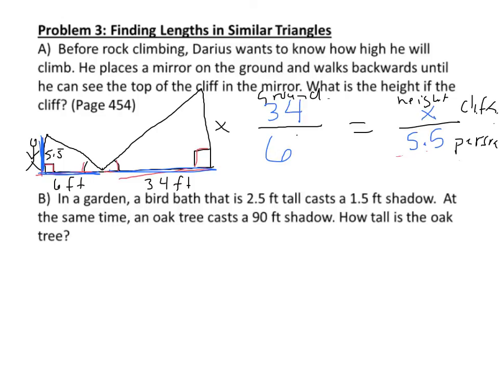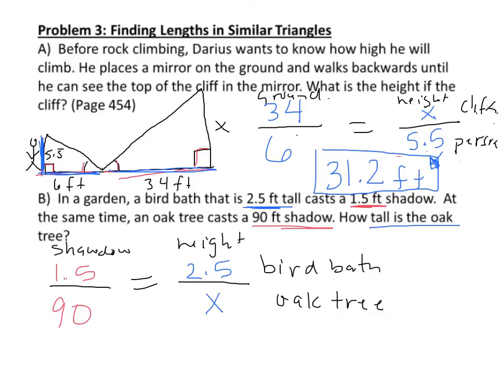Right now I want you to pause the video and see if you can figure out how tall the cliff is. You should have gotten that the cliff was 31.2 feet tall. You always want to make sure to have units when you're talking in a word problem. Again, I want you to pause the video and see if you can set up a proportion for the next word problem by yourself. This is what your proportion should look like.